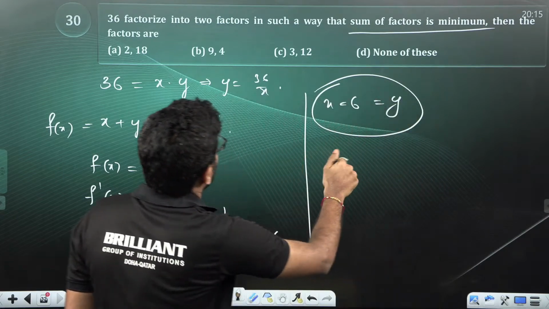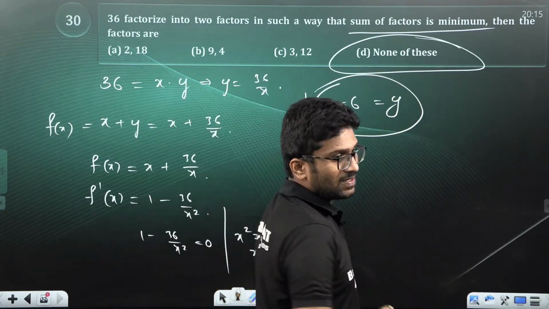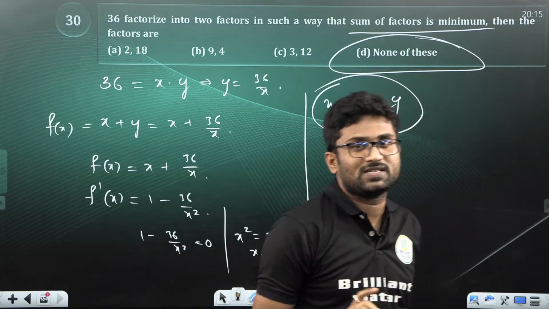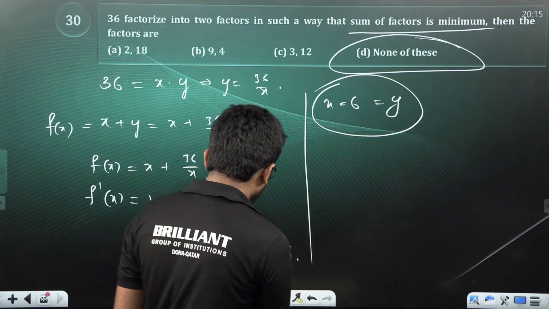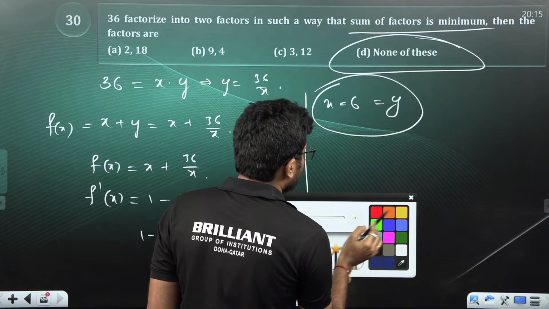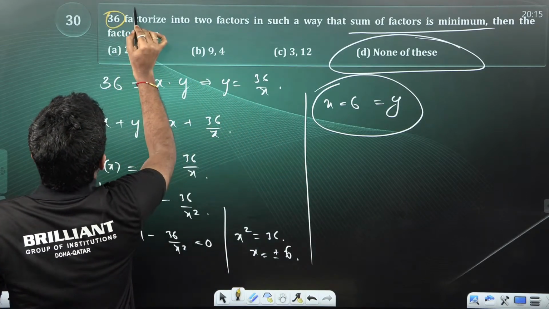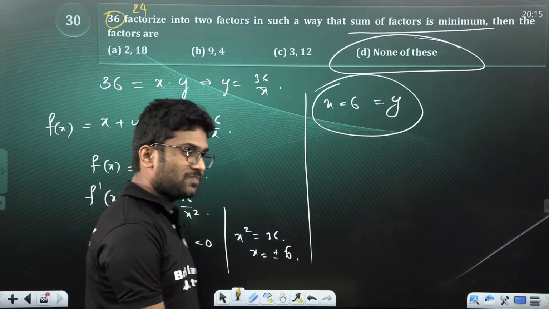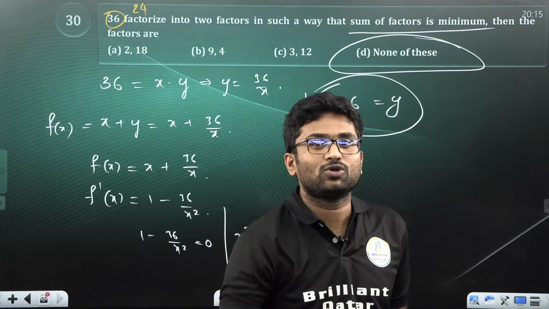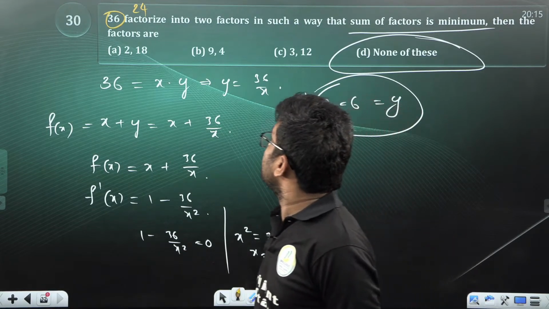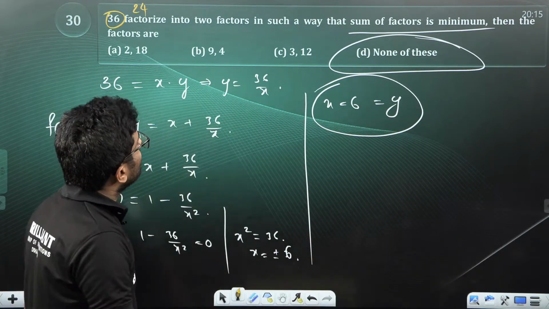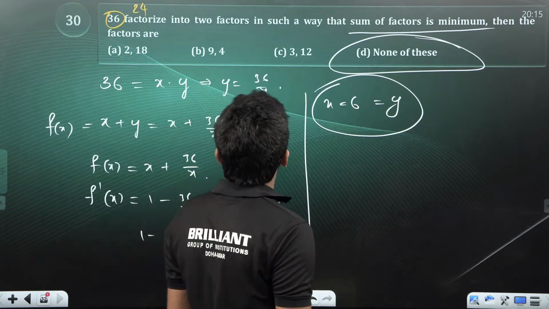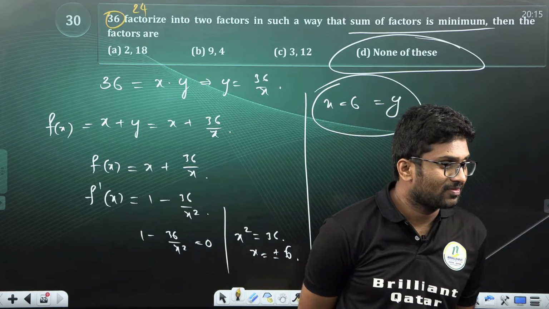See guys, so that is option D, which is none of these. I'll take one more question. Suppose instead of 36, if they give you 24, what do you do, guys? Factorize 24 into 2 factors in such a way that the sum of the factors is minimum, then the factors are, can anyone?